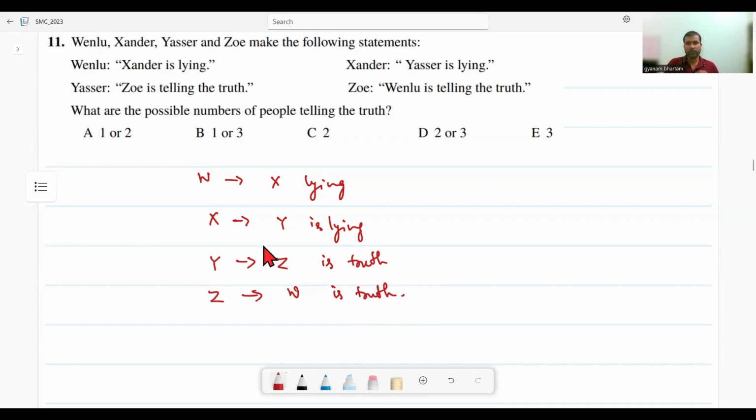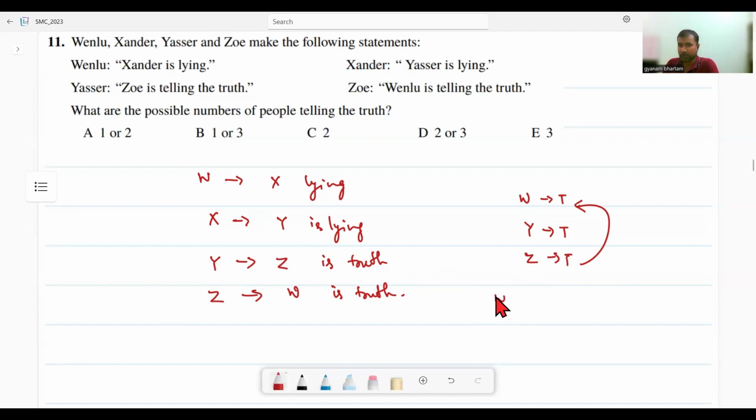So, for example, if we assume W is saying true, so X is lying. And if X is lying, then Y is saying true. If Y is saying true, it means Z is saying true, and W is also saying true, which makes it perfect, right? So W is true, then since X is lying, Y must be true. If Y is true, then Z is true, and if Z is true, then W is true, which is in the same loop. So it's correct. 3. We got 3. Is it possible to have 2 or 1?